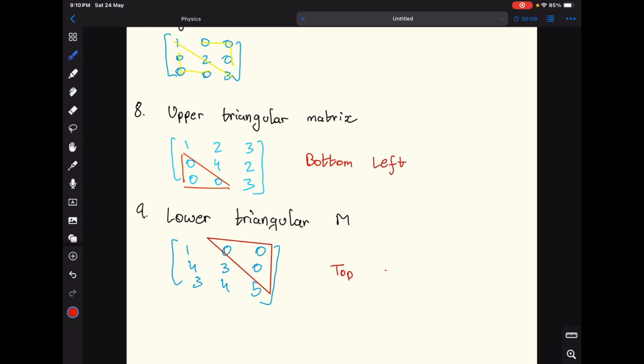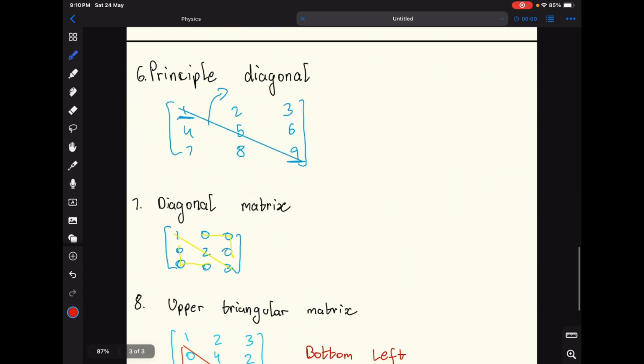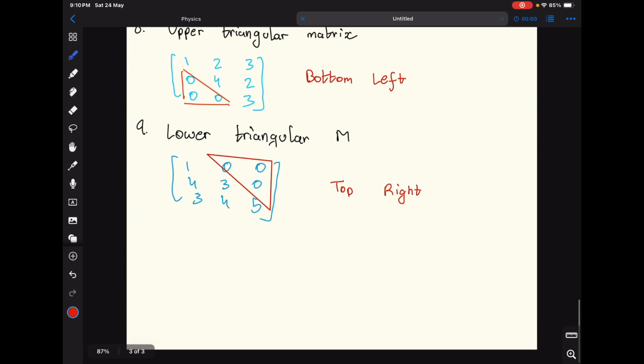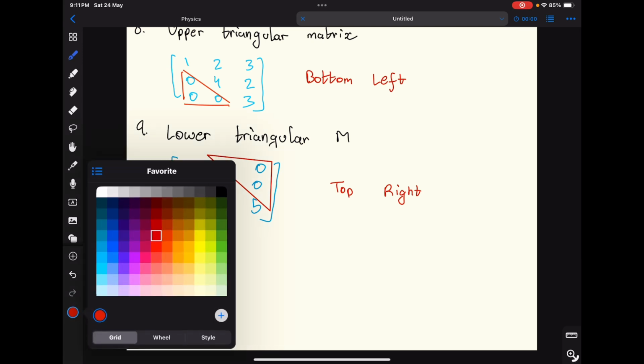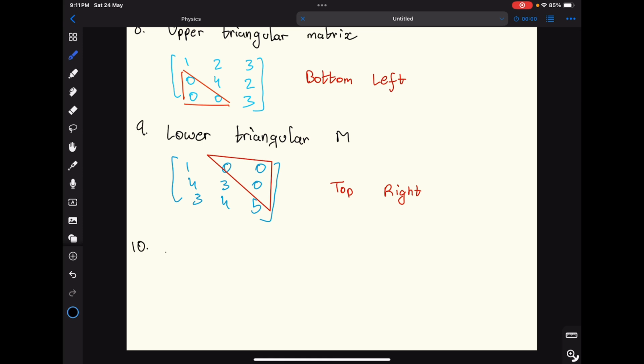I am not writing the Aij form. I am just giving you examples, because if you understand the examples, that is more than enough. As soon as we see a matrix, we should understand: this is a square matrix, this is an upper triangular matrix, this is a diagonal matrix. As soon as we see the matrix, it should reflect in our mind that this is this type of matrix. Let's see the next matrix. The next matrix is the scalar matrix.